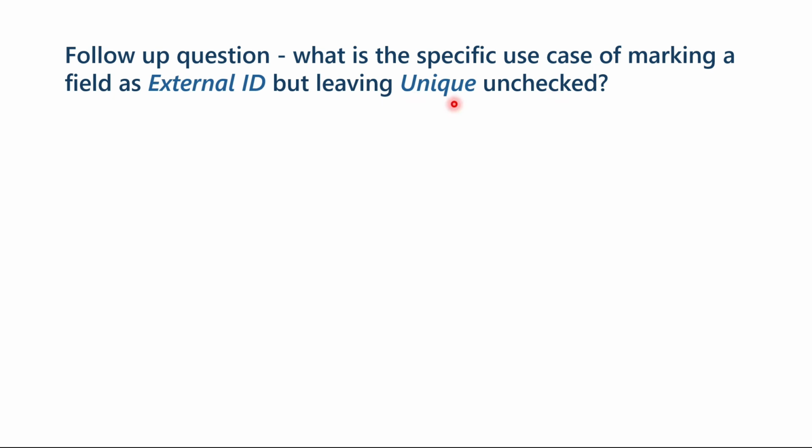Because leaving unique unchecked means you are going to have duplicate data with the same external ID. So it means two or more records can have the same external ID. So it means you no longer have any unique identifier on your Salesforce record, right? So when do we allow this condition to happen? When do we allow this in Salesforce?